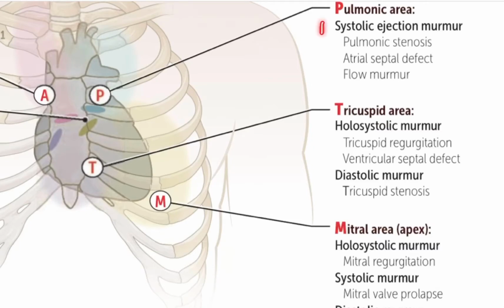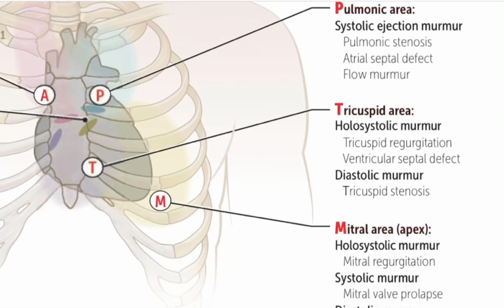Now talking about the pulmonary area, we hear only one type of murmur, that is the systolic ejection murmur, and the defects that produce systolic ejection murmur are pulmonary stenosis and atrial septal defect. These are the major pathologies which cause systolic ejection murmur in the pulmonic area. I hope I am clear.